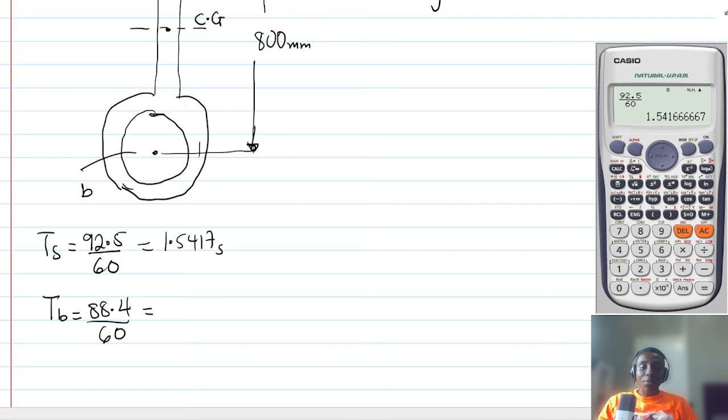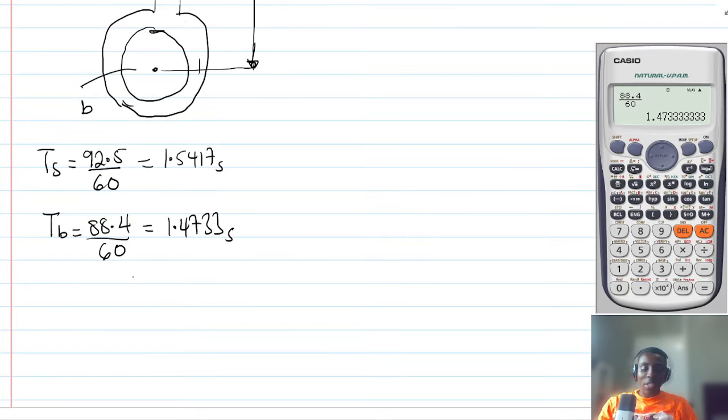And if you divide 88.4 by 60, that's essentially going to give you 1.4733 second. Now these two periods that you have gotten are what we are going to use in the calculation.